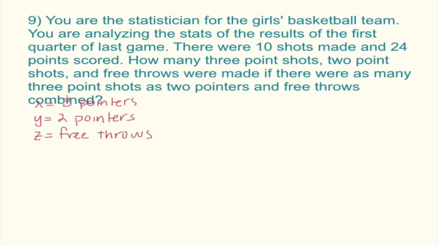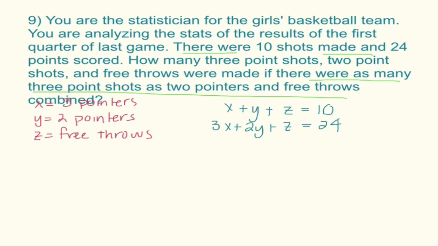So some things that are important here. 10 shots were made, so that tells me that x plus y plus z was equal to 10, because altogether they made 10 shots. 24 points were scored, so I know that's going to have to be 3x plus 2y plus z is equal to 24. My final one, it says there are as many 3-point shots as 2-pointers and free throws combined. So that's telling me x is equal to y plus z.